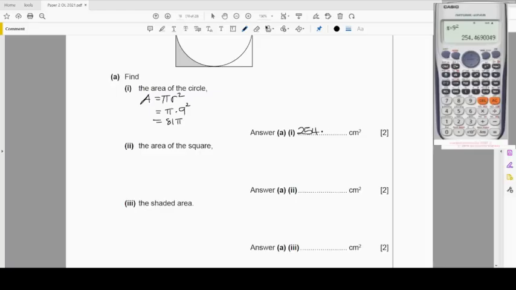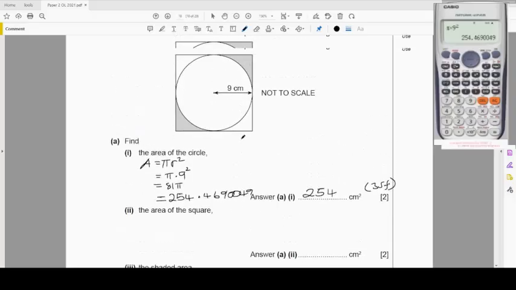Sorry, I need to write it to three significant figures. Okay, so this is 254.46900, or maybe let me write the full display as I usually do. This is 254.4690049, and then to three significant figures, this is 254. So this is correct to three significant figures.